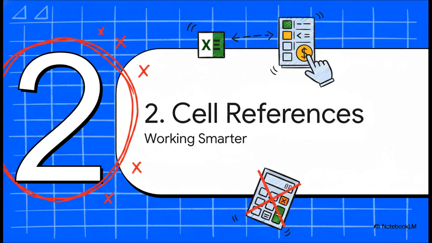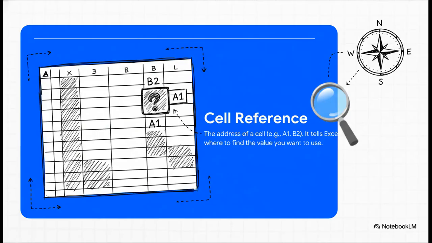Honestly, this one mistake costs students so many marks. And the rule is never, ever type numbers directly into a formula if that number is already sitting somewhere in your worksheet. Instead of the numbers, we use something called a cell reference. Just think of it like coordinates on a map, like in a game of Battleship. You're not telling Excel the value is 150. You're telling it to go look in cell B2 and grab whatever value it finds there.